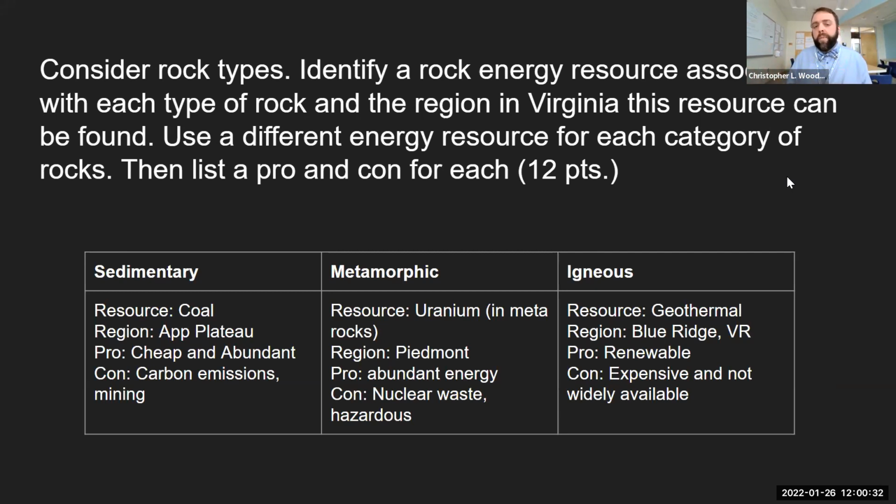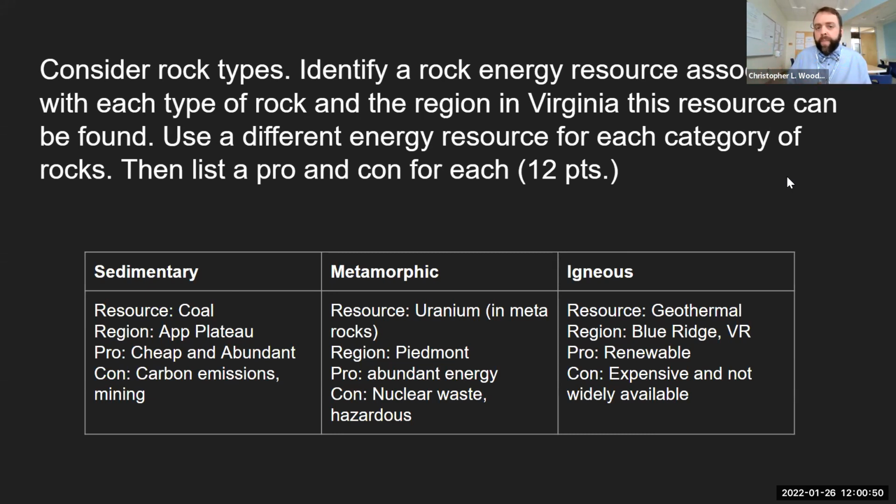For metamorphic rocks, the best answer there was the Piedmont, and specifically uranium, which is contained in a lot of rocks in the Piedmont. There's actually a uranium mine in the Piedmont, but it was shut down in the 80s. Pro, of course, is it's abundant energy with nuclear energy and uranium, but of course, it's very hazardous and we've got nuclear waste.